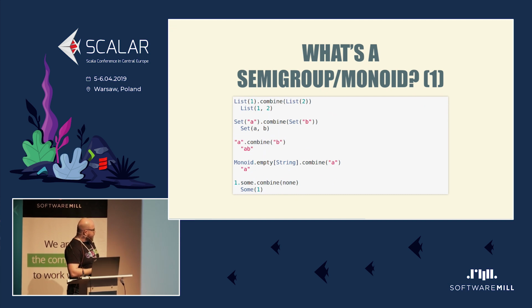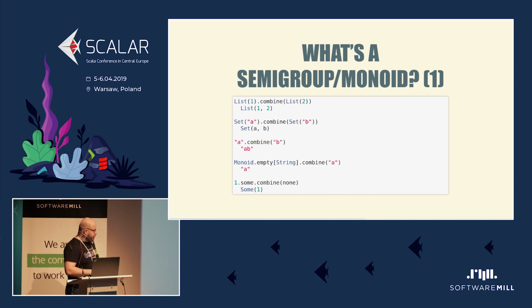So the other example is for strings. Strings are also semigroups, because you can combine strings. It's string concatenation, and you get a new string that's a combination of the two. And of course, you have an empty element. An empty element for a string is an empty string. And if you combine with it, you get the same string back.